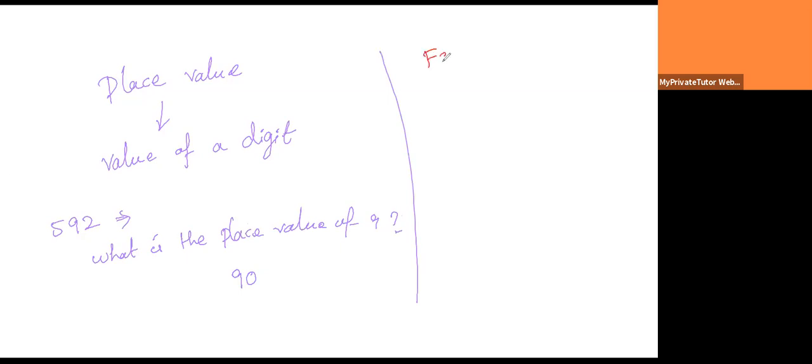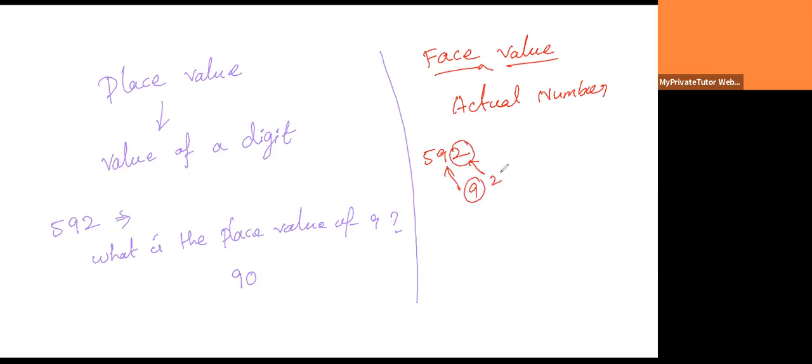Face value is nothing but the actual number. So in a simple way, we can say actual number. For example, if you take the same example, 592, the face value of 2 is 2, the face value of 9 is 9, the face value of 5 is 5. So face value of any number is the same as the number. But place value is the value of that particular digit.